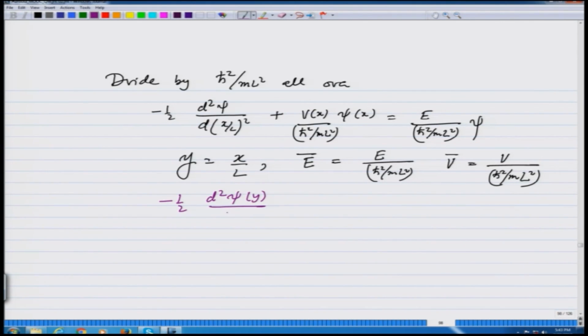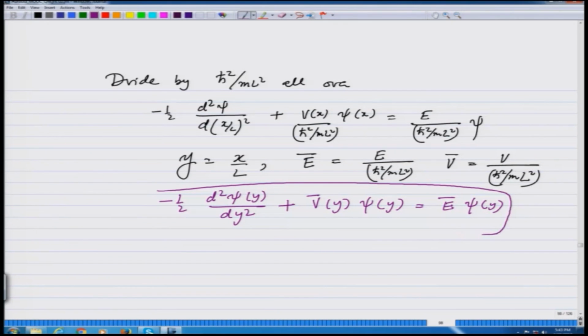to rewrite the equation as minus a half d2 psi(y) over dy square plus V bar(y) psi(y) equals E bar psi(y), and that is my equation in these dimensionless quantities y, E bar and V bar. And now I can take y between 0 and 1 for x varying between 0 and L.